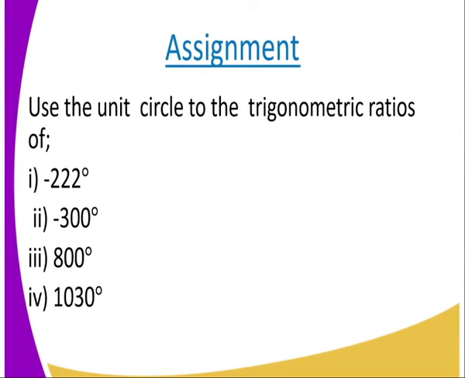Assignment. Use the unit circle to find the trigonometric ratios of negative 222 degrees, negative 300 degrees, 800 degrees, and 1030 degrees.